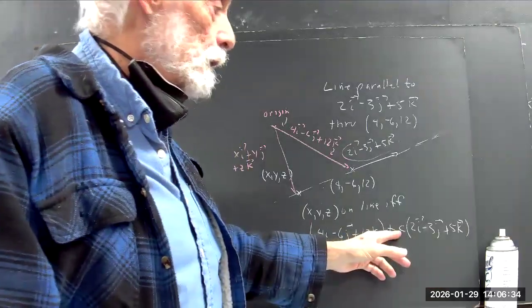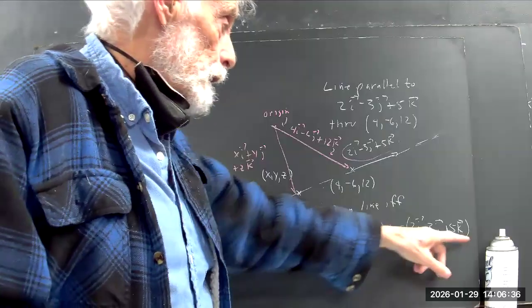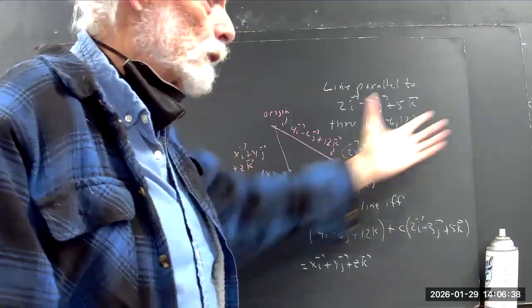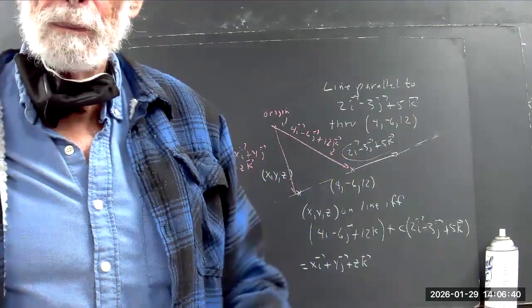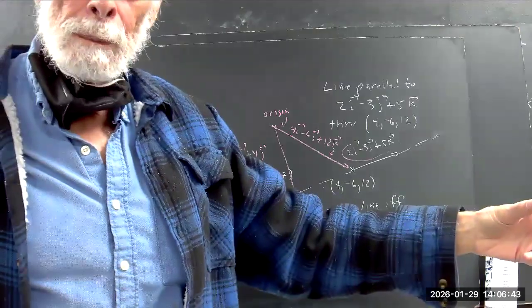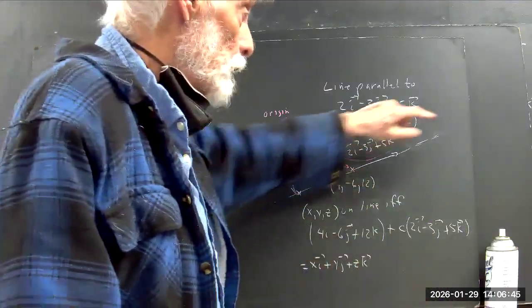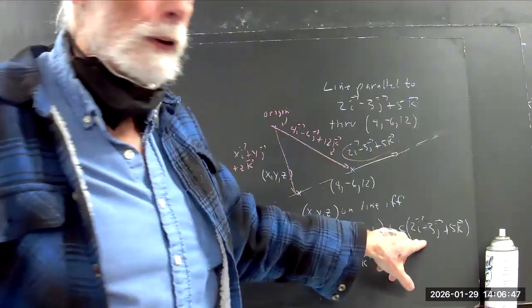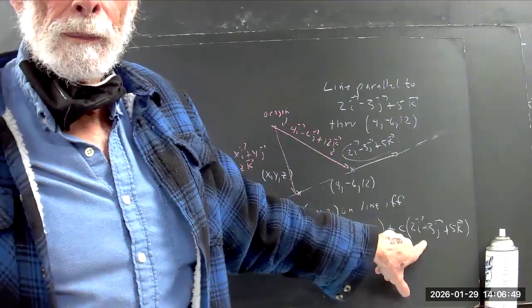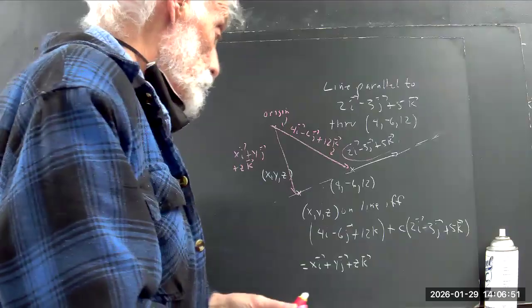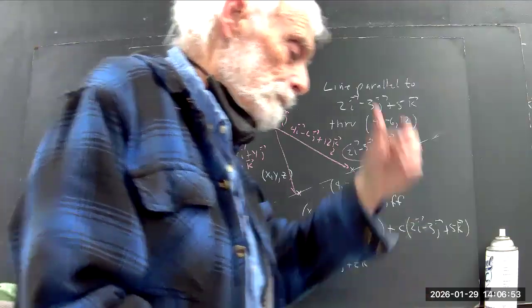So c is just any real number. If I take any multiple of this vector, it's going to be on the line. If I've got a point on the line, then the vector from here to that point is going to be a multiple of this vector. And that's what you just need to take away. Okay.